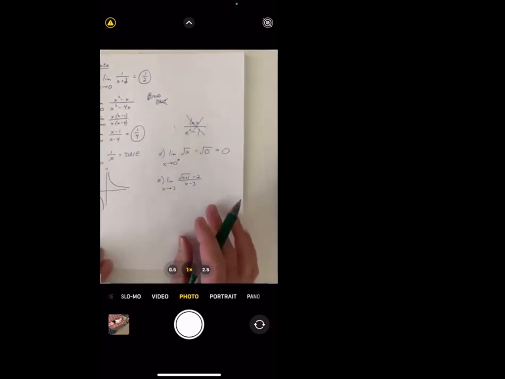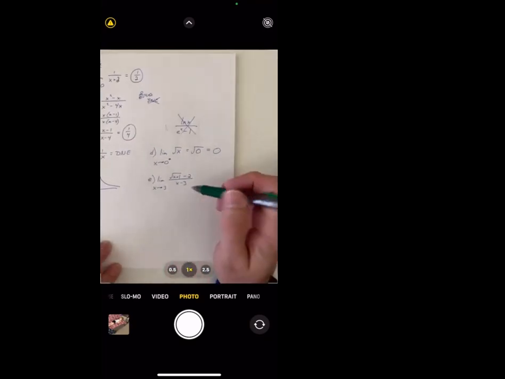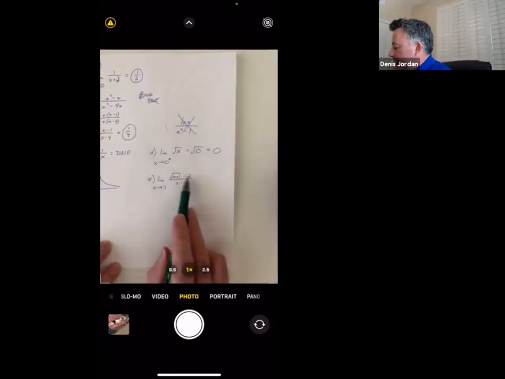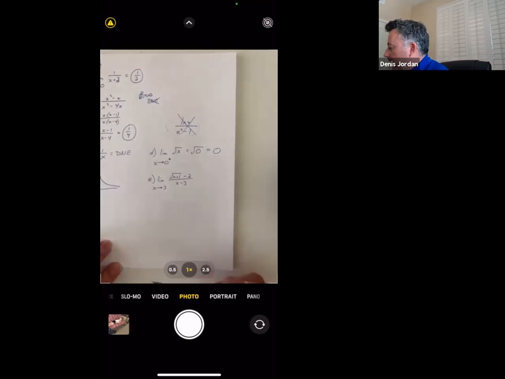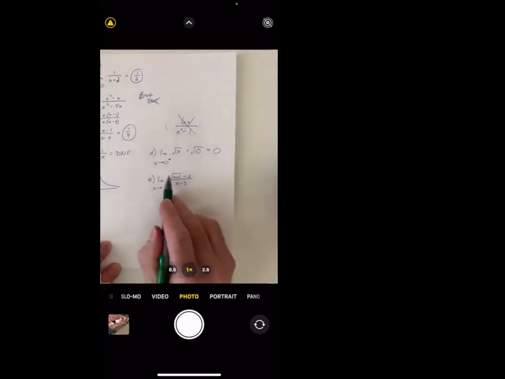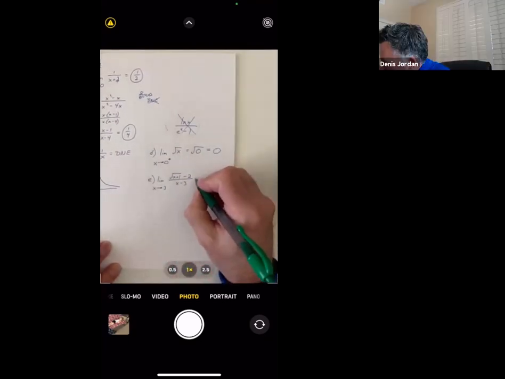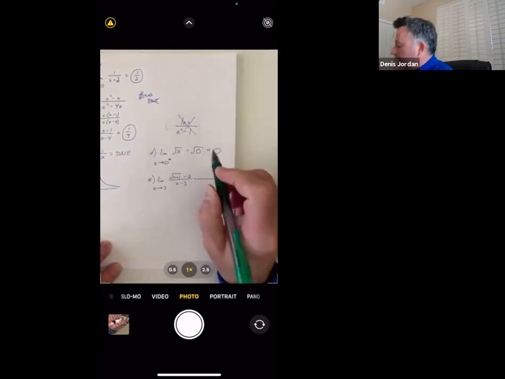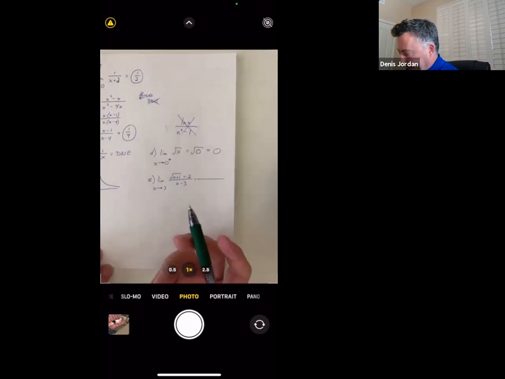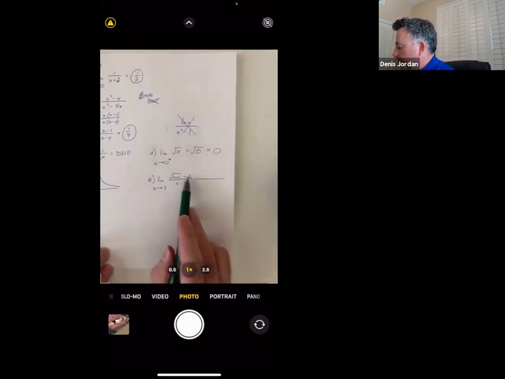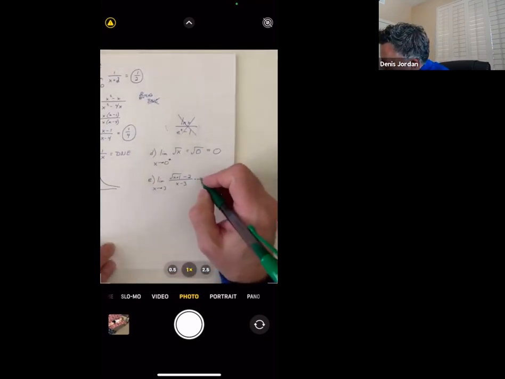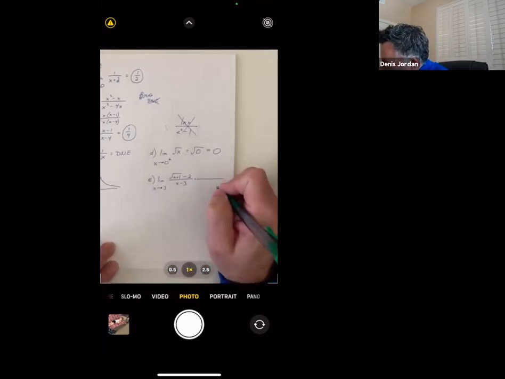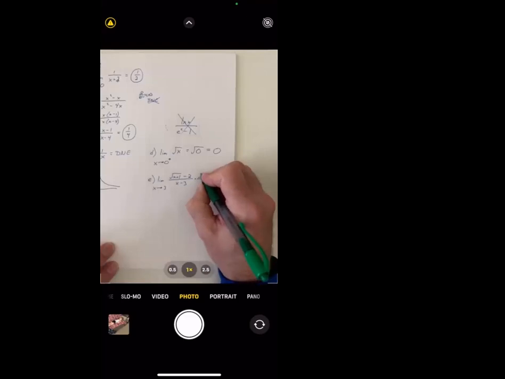Use the conjugate. And is it of the top or the bottom? The top. The thing that has the square root in it, that's the conjugate you want. So like what would the conjugate be of this? Root x plus 1 plus 2.